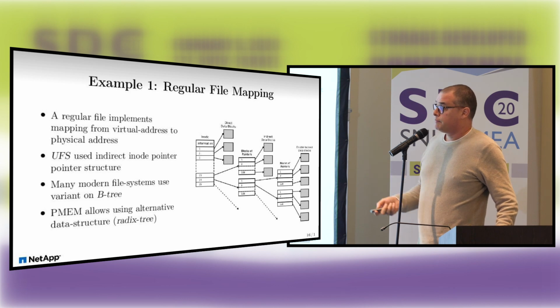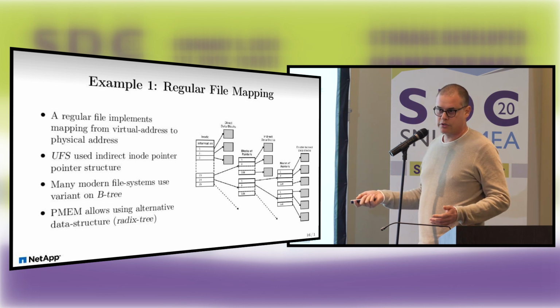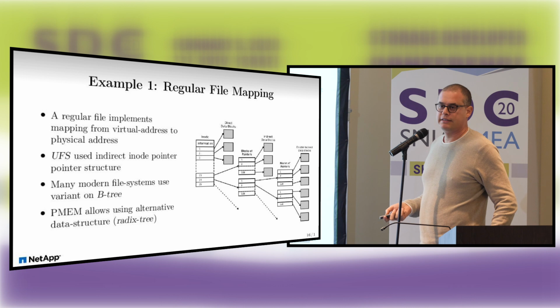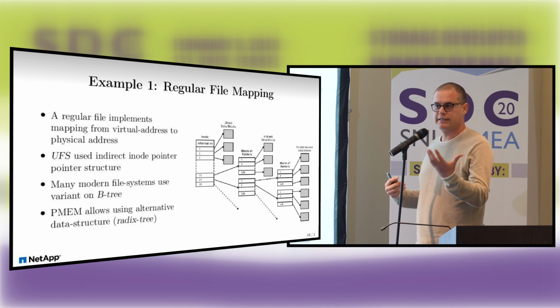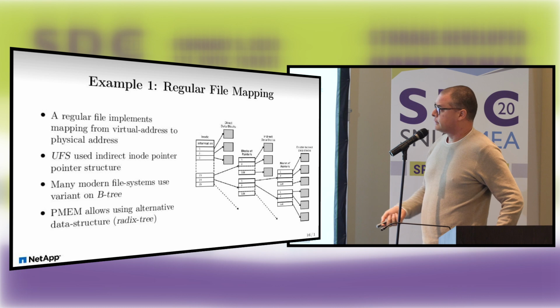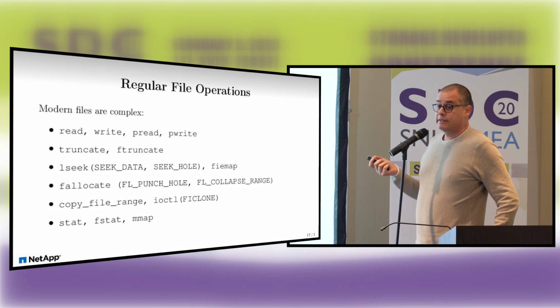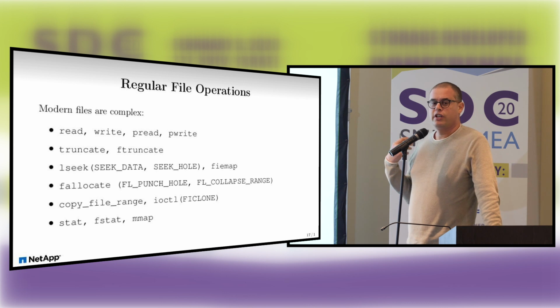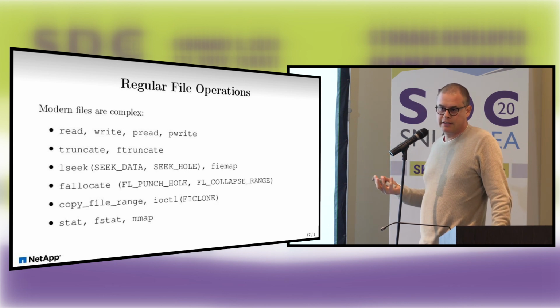But we want to argue that with PMEM, we can use a better data structure, the Radix tree. It's not something new, of course, but it's not commonly used in file system development. And it would be very difficult to take an existing file system which uses a B tree and make it as efficient as a Radix tree. So before we go into the details, let's think about what changed in file operations in general over the past 10, 15 years.